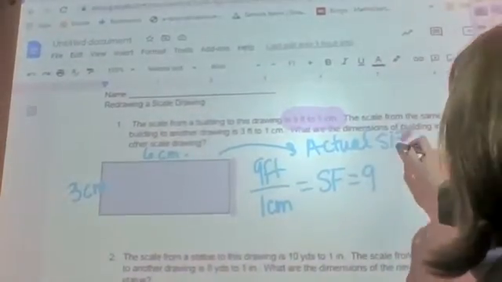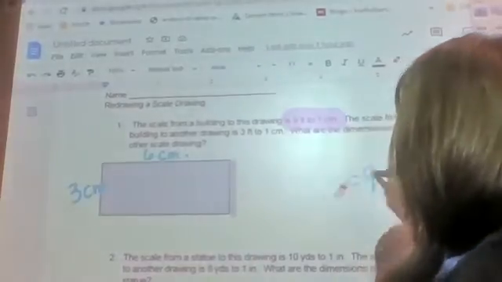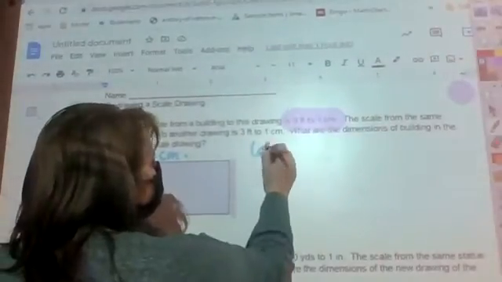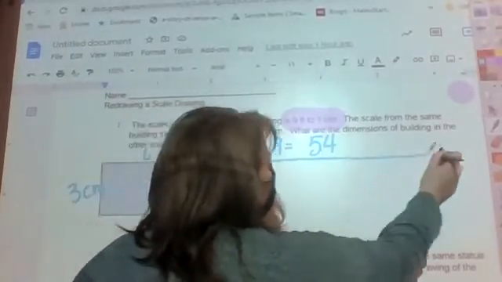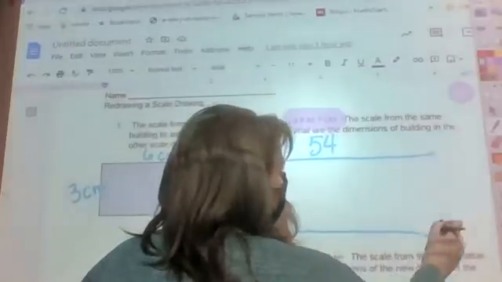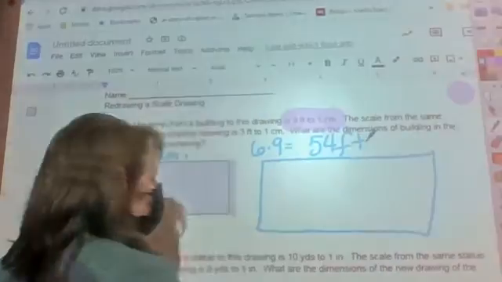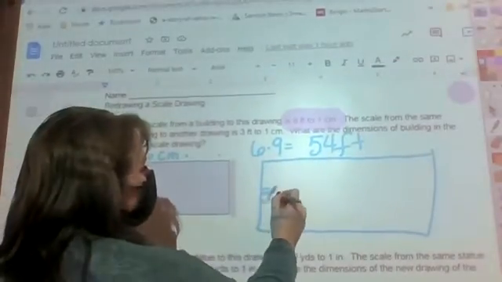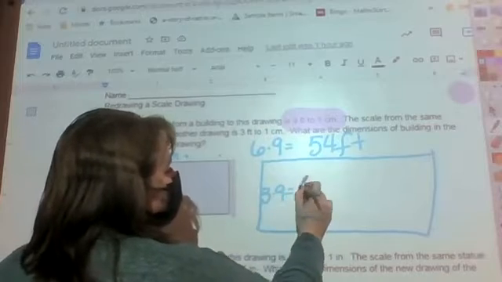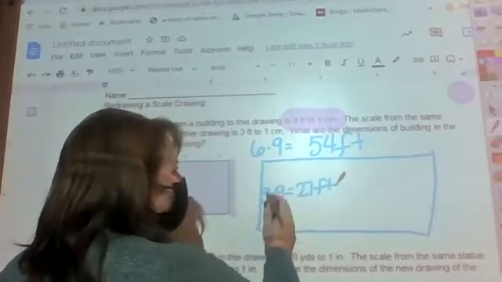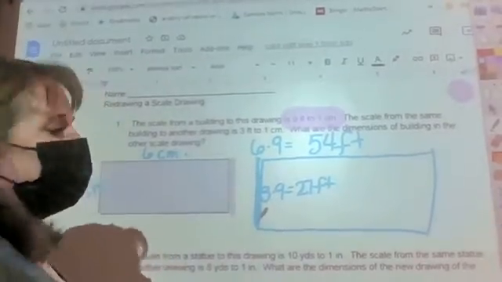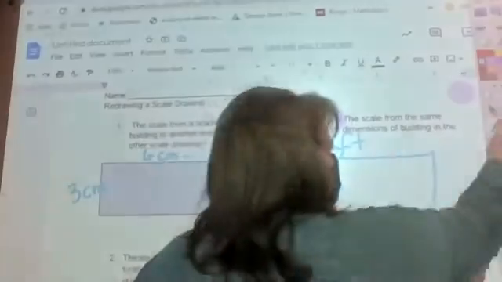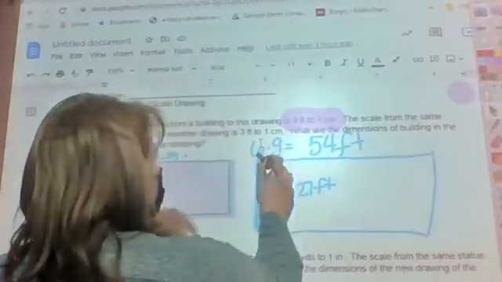Okay, so here we go. To find the actual dimensions, we're going to go 6 times 9 is 54. So that means the actual length of the building is 54 feet. Then down here, we're going to go 3 times 9, which is 27. So the actual size of this building is 27 feet. But we're not done yet, because that's not what the question's asking.